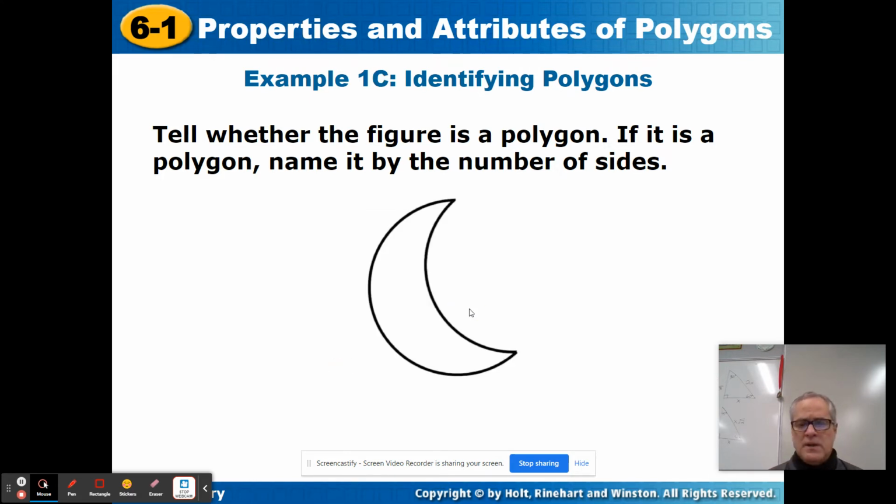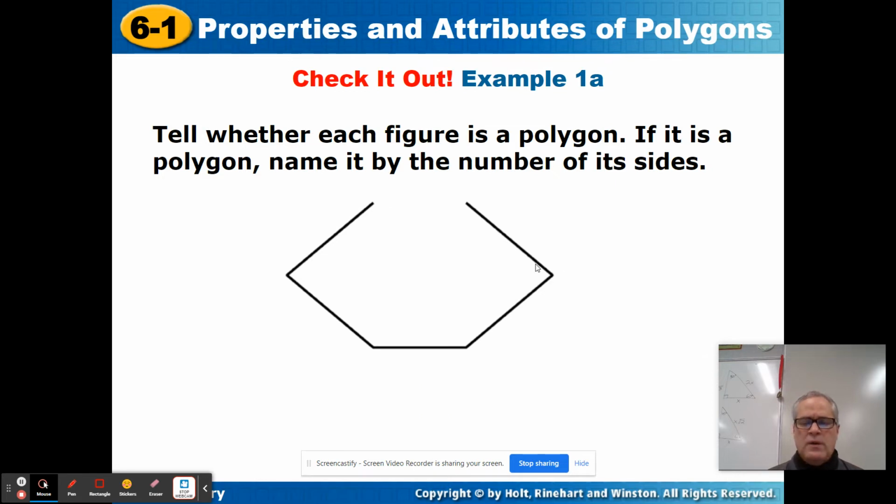This one's not a polygon because they're not segments. I don't care if they intersect at their endpoints. They have to be segments, and these are curved lines, not a polygon. This one, notice the segments don't meet up. They have to meet. They can't cross like this, and they can't not end at a vertex. So this is not a polygon.